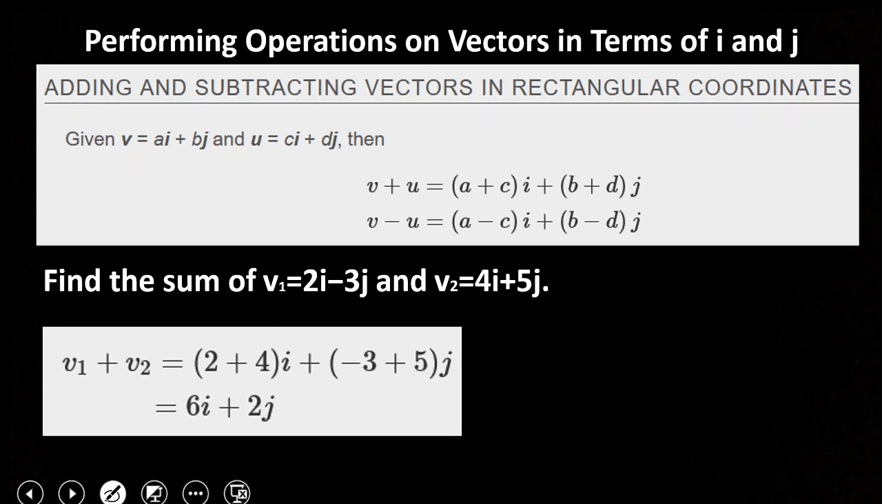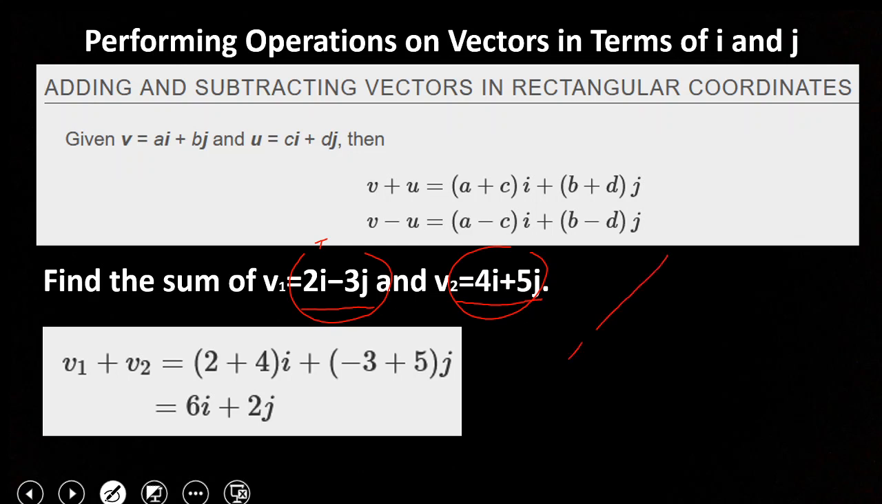So adding vectors and subtracting vectors in ij form is very easy. You just add or subtract the i's and j's and you have the answer, right? So for example, 2i minus 3j plus 4i plus 5j, just add the i's and add the j's and you have the answer. Now remember, these could be two velocities, and then you add them, you get resultant velocity.